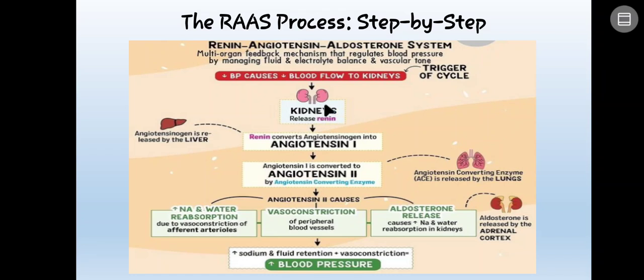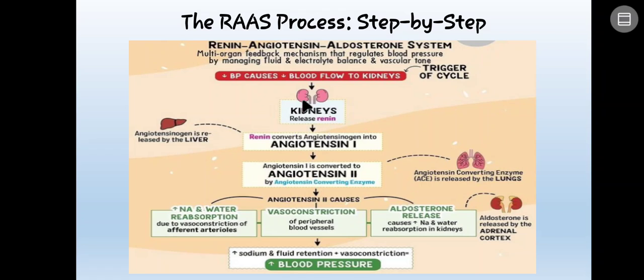And then the last one is the sympathetic nervous system. If your blood pressure reduces, your sympathetic nervous system is activated. And activation of your sympathetic nervous system stimulates the juxtaglomerular cells directly to also produce the renin. So now the renin has been produced. Let's see what will happen.